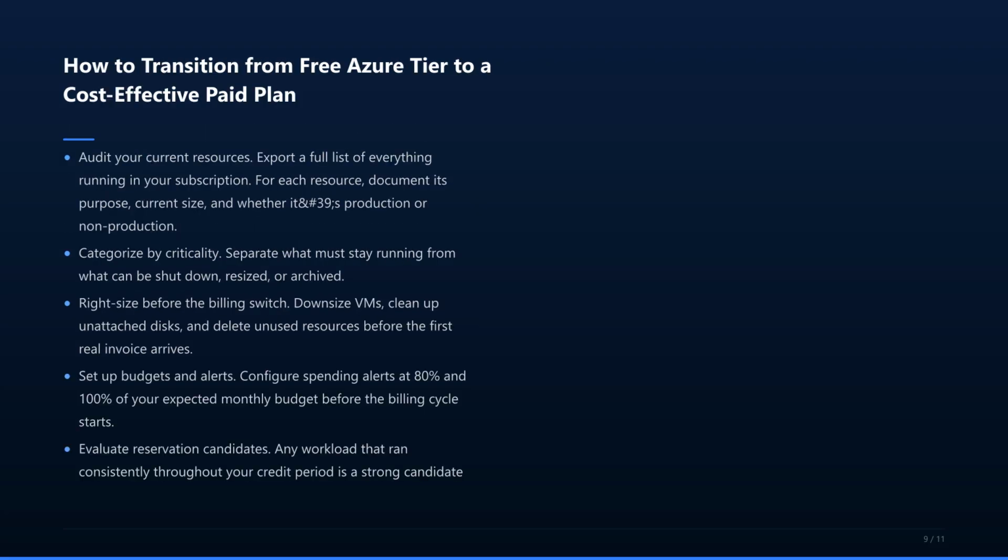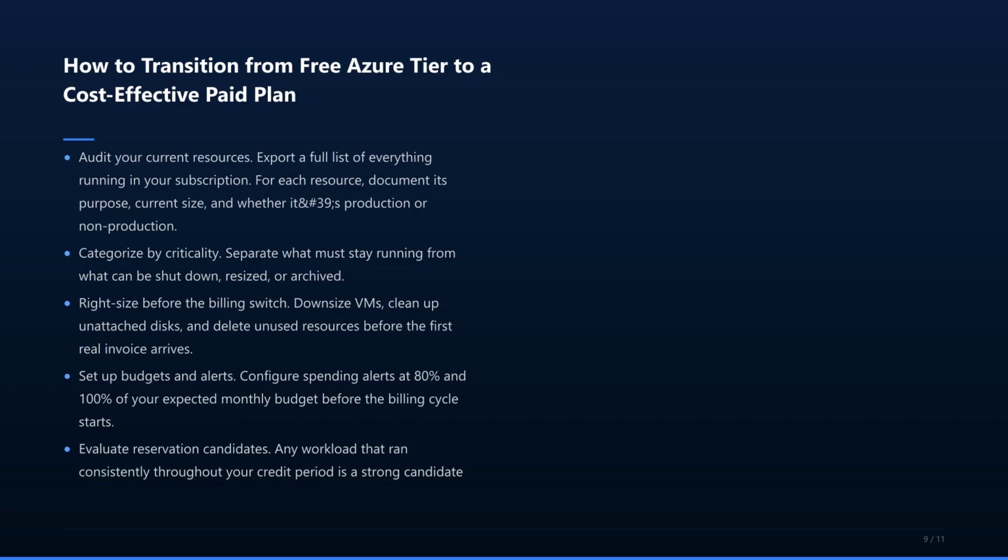How to transition from free Azure tier to a cost-effective paid plan. Moving from free Azure credits to paid billing is a structured process, not just a billing switch. Here is a practical sequence. Audit your current resources. Export a full list of everything running in your subscription. For each resource, document its purpose, current size, and whether it's production or non-production. Categorize by criticality. Separate what must stay running from what can be shut down, resized, or archived. Right-size before the billing switch. Downsize VMs, clean up unattached disks, and delete unused resources before the first real invoice arrives.